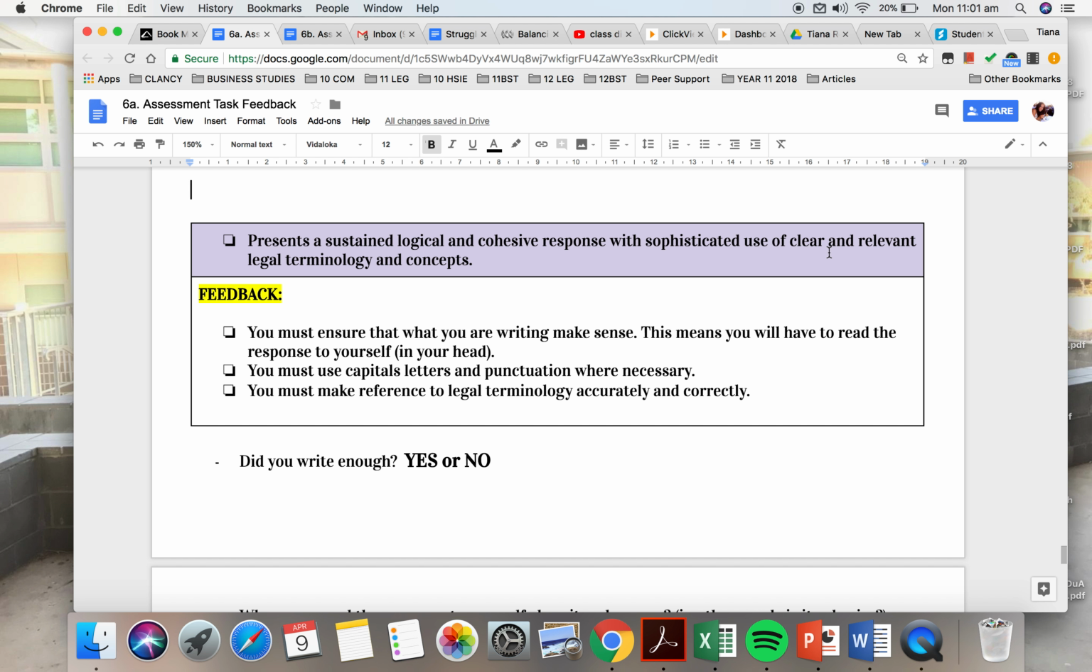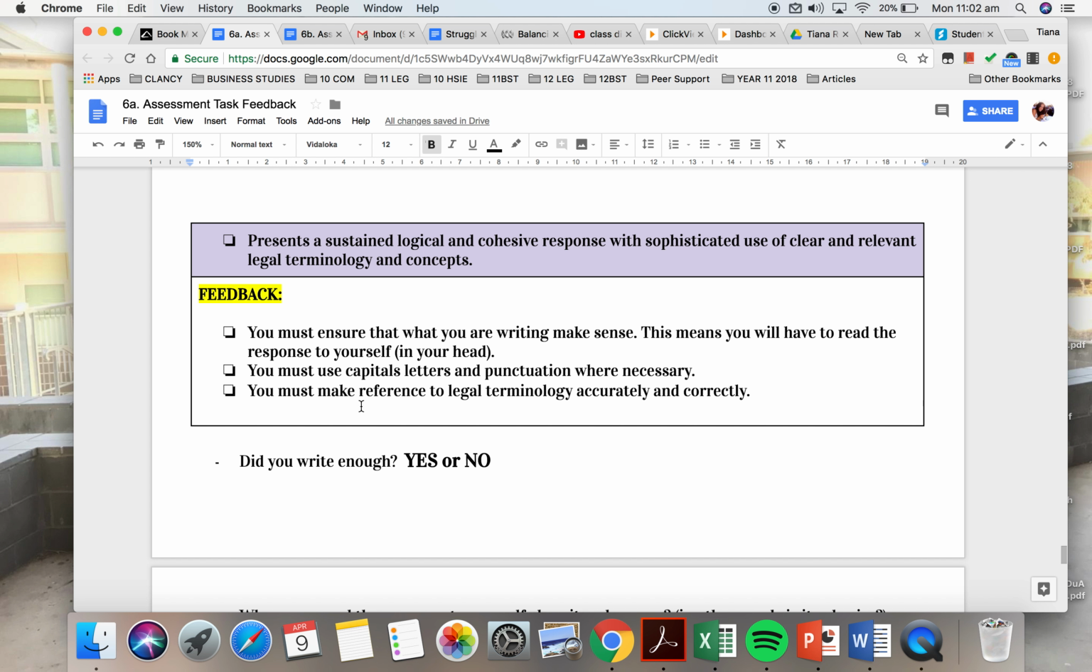Okay, what impression marking means is that the first time that the HSIE marker reads the response, looks at the response, they are going to make an impression of your response based on things like punctuation and capital letters. Yes, you are not marked on it, but it does affect the logical and cohesive component of your response. It creates a bad impression. You do not want to create that bad impression to your marker. So make sure that you are using capital letters and punctuation correctly.